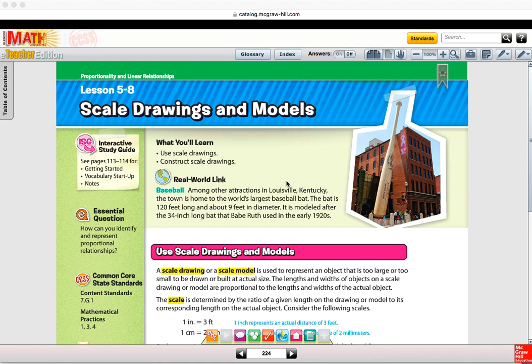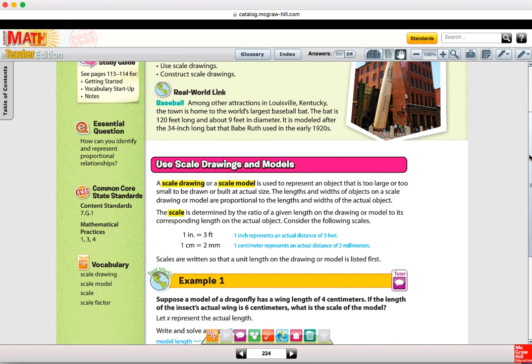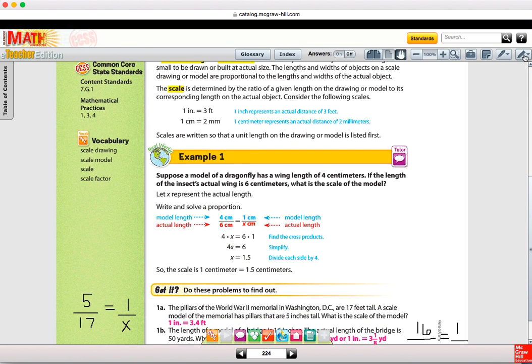For Lesson 5.8, you're going to be learning about scale drawings and models. You have a couple of vocabulary words to write down the definitions for, and you can see those highlighted here on page 224 for scale drawing, scale model, and scale. Also remember the resources you have through the video tutors. You can find those in your online textbook and watch more examples of the problems shown in Lesson 5.8.